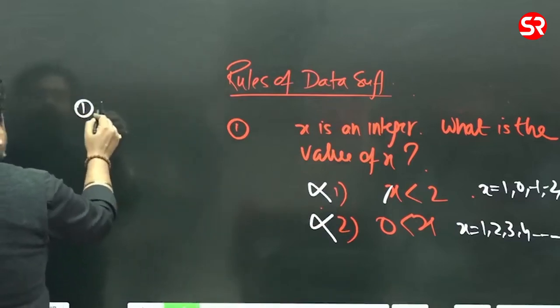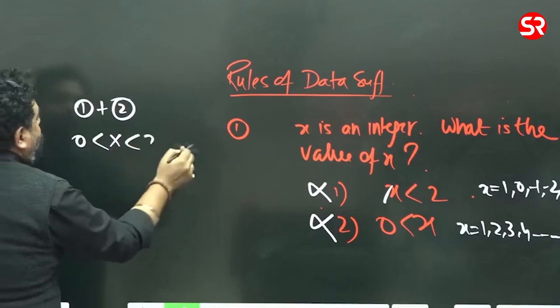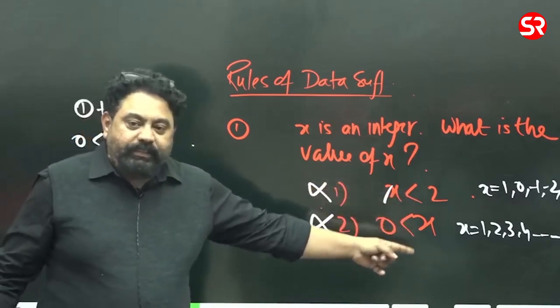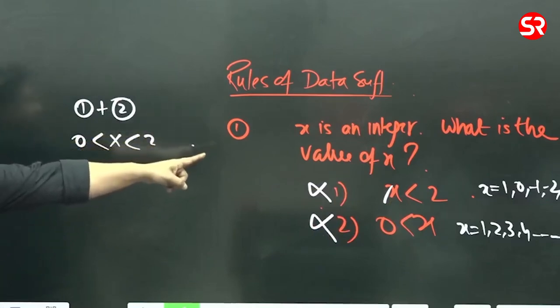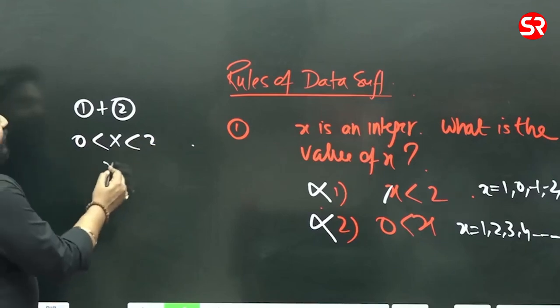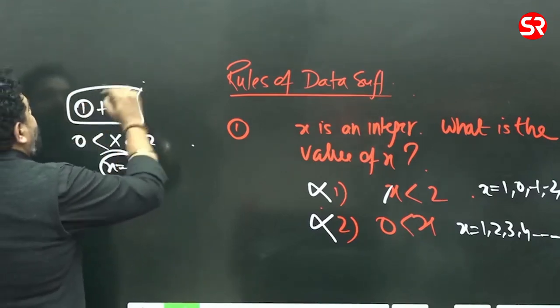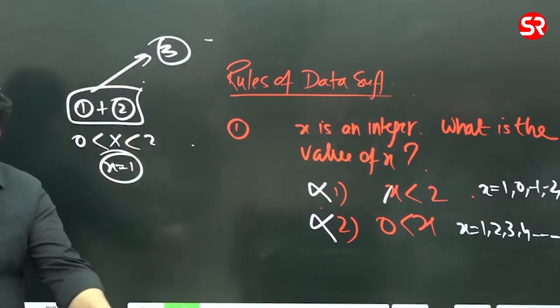So what do I get when I say 1 plus 2? It says x lies between 0 and 2. X is less than 2, x is greater than 0. X lies between 0 and 2. And what is the question? X is an integer, what is the value of x? X lying between 0 and 2. Definitely x is equal to 1 is the answer, which means mix karke you are getting answer. Answer is 3. This is the beauty.